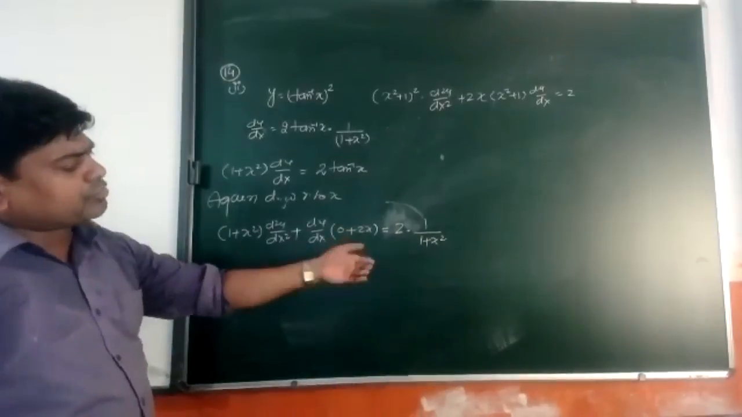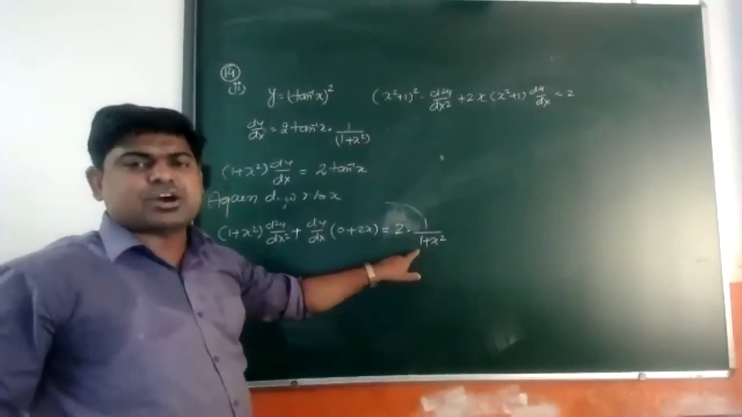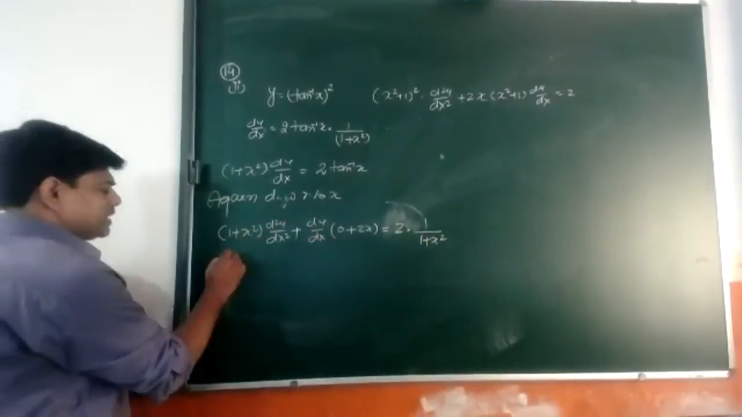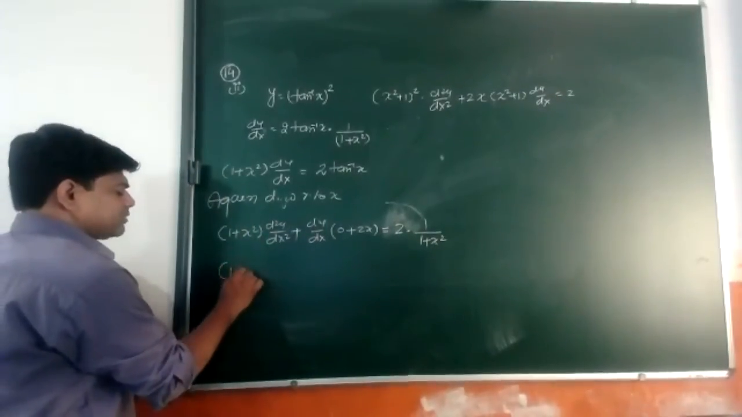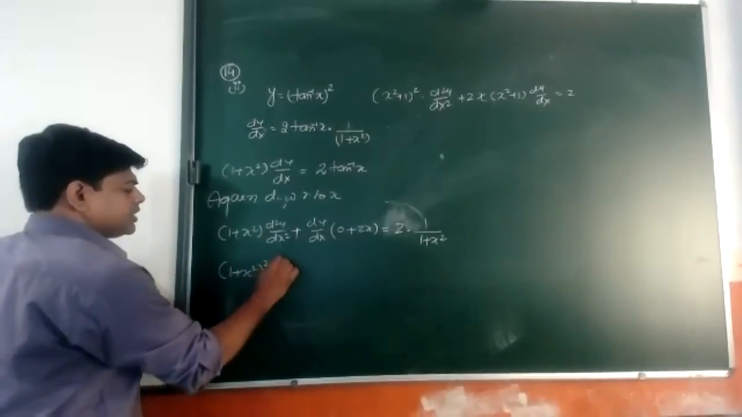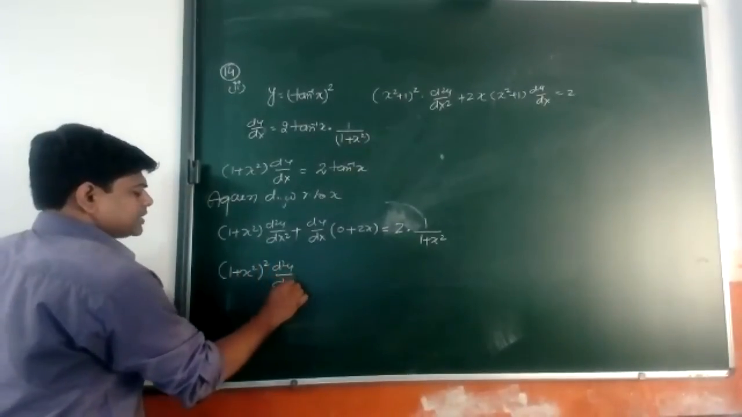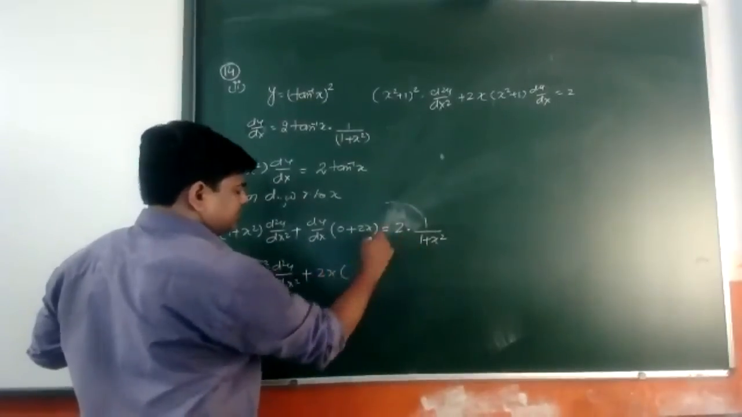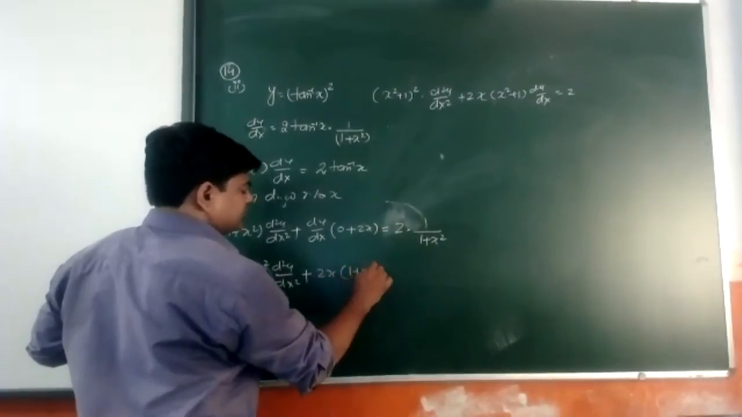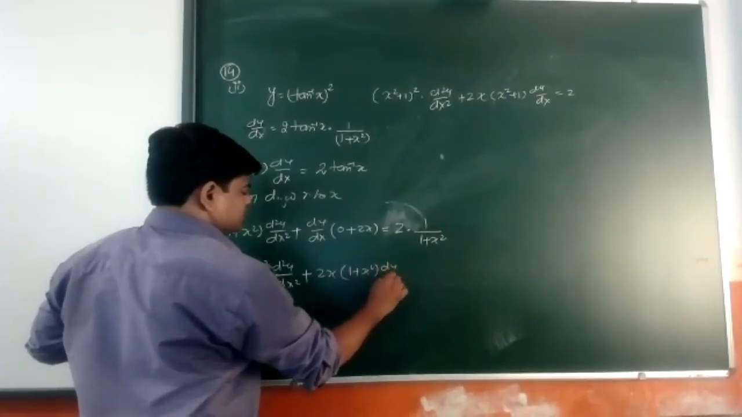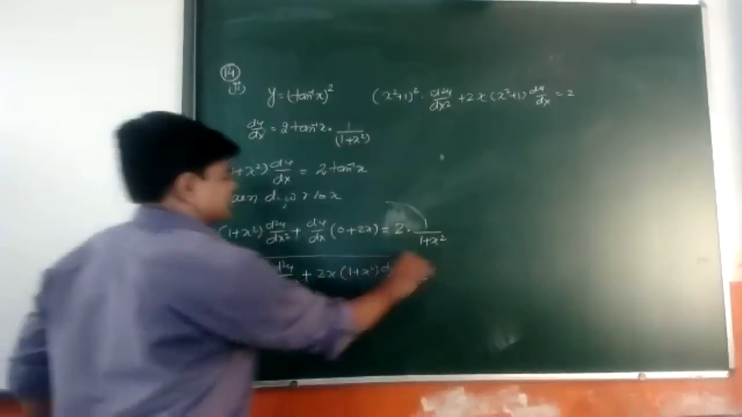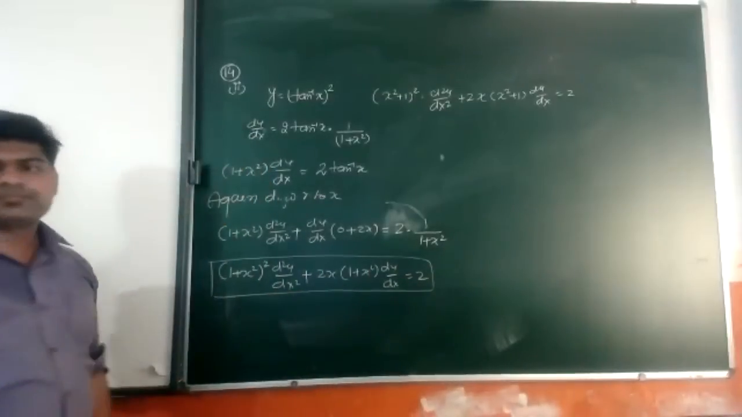And now I am going to multiply by 1 plus x square again in the whole equation, or I can say transpose this one to this side. So when I multiply by 1 plus x square, I get 1 plus x square the whole square d2y by dx square, plus 2x multiplied by 1 plus x square, dy by dx, equal to 2. This is your result.